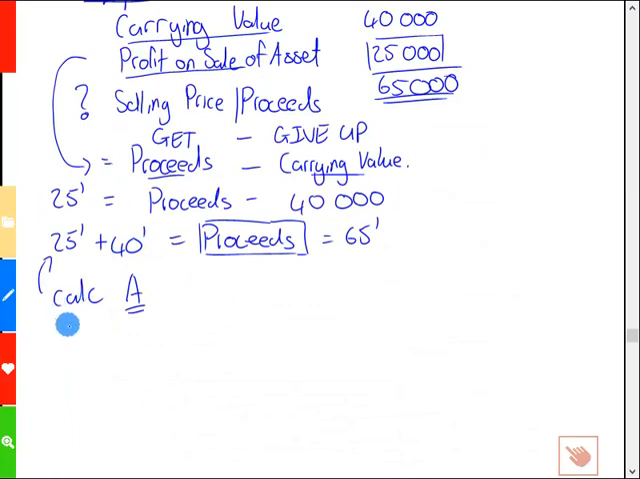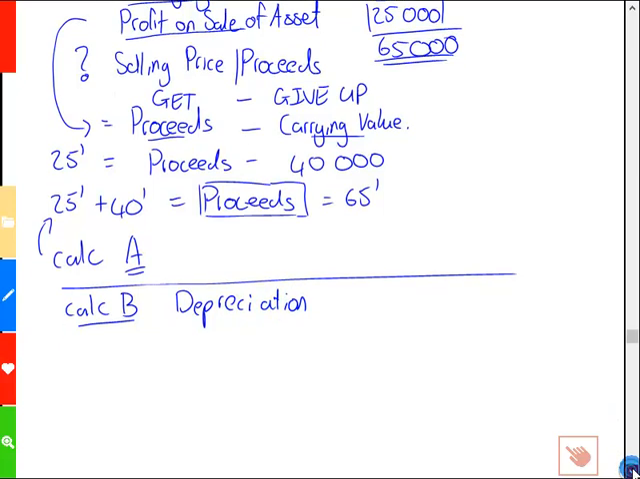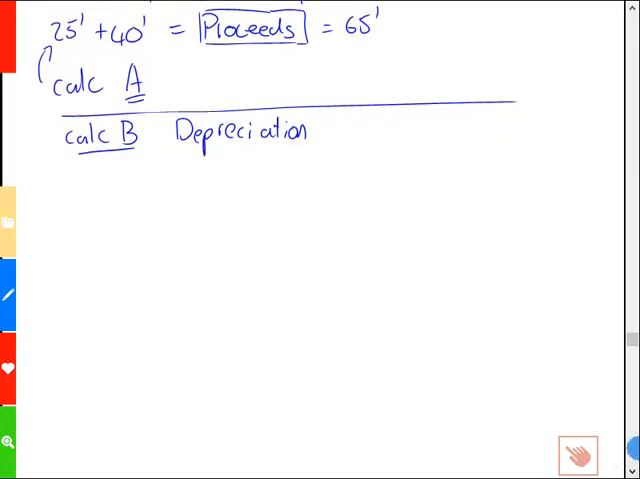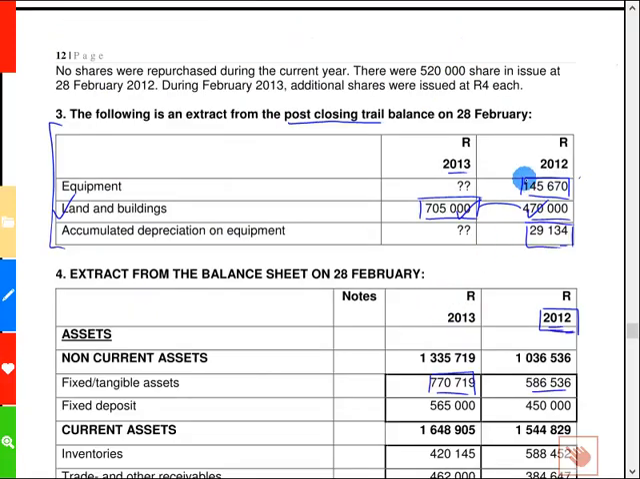Let's draw a line there. Calculation B. This is now trying to calculate our depreciation. We know the only asset that we have with depreciation on is the equipment. We're given the depreciation rate. We also know that it's depreciation on cost, 10% per annum on the cost price. We have the cost price here, 145,670, right? That's the opening cost. So we've got the cost price.